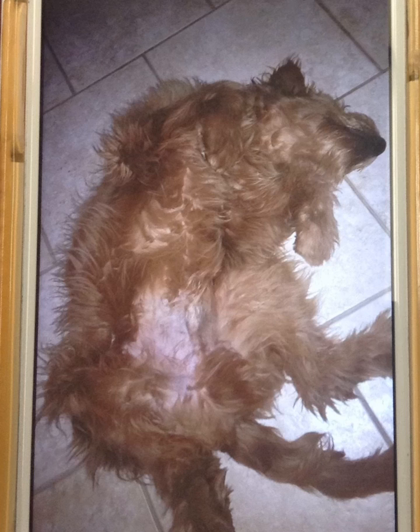Here's a picture of baby PJ. When he was a puppy, he would sleep like this, and he still sleeps like this all the time. It's super cute.